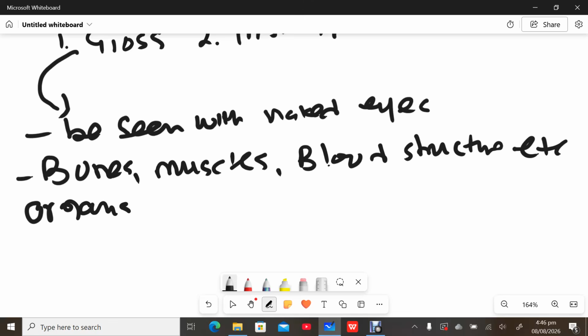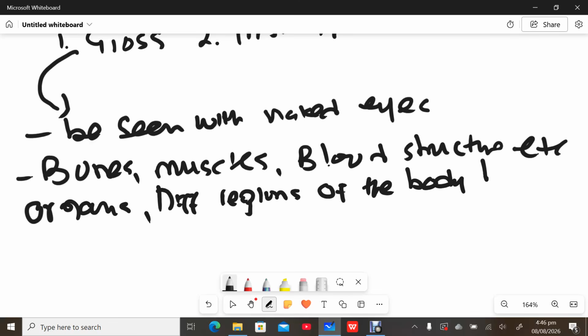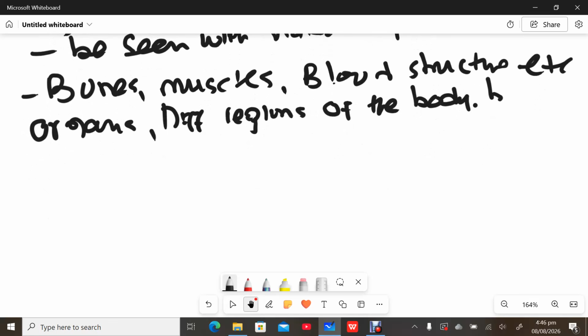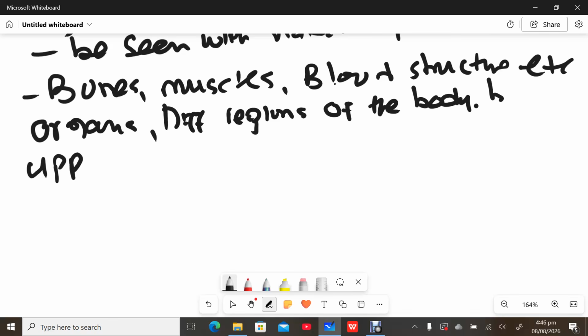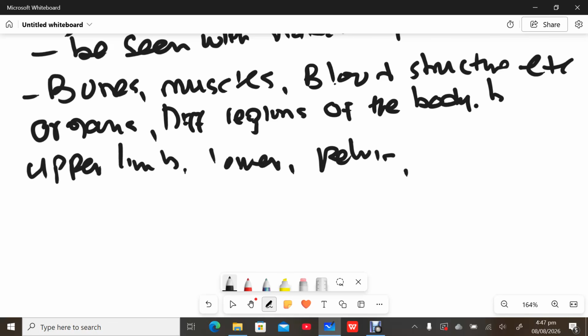And also different regions of the body. So in short, in gross anatomy, you're going to study the upper limb, the lower limb, pelvis, head and neck. So this is all about gross anatomy.